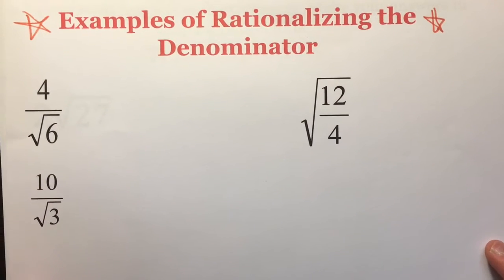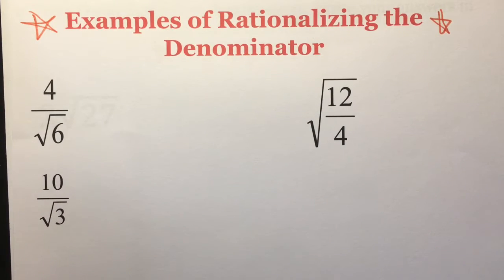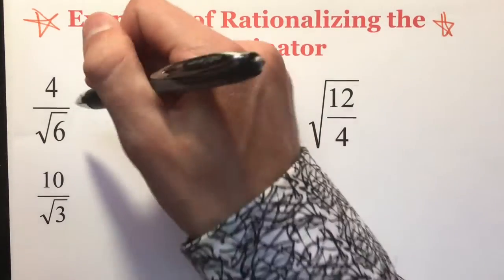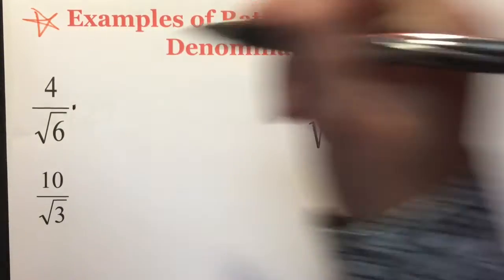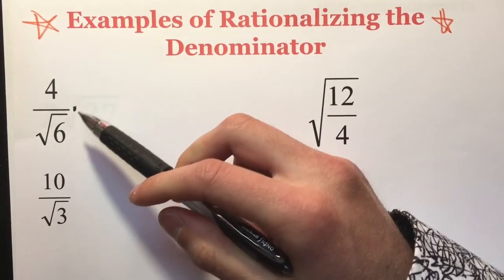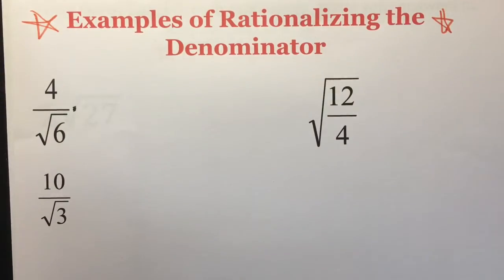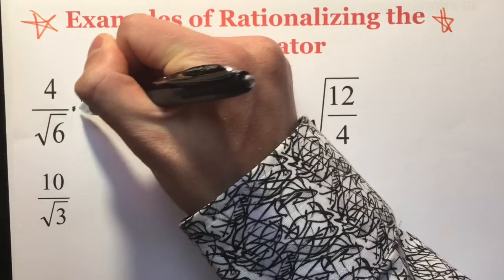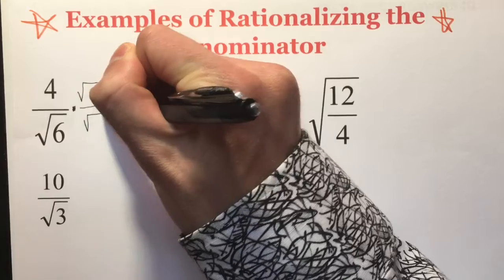So let's go over some examples of rationalizing the denominator. Let's say we have 4 over the square root of 6. So we have a radical in the denominator, and the way we can get rid of that is essentially we're just going to multiply this fraction by 1, because if you take any number and multiply it by 1, then the value of the number does not change. But the way we can multiply by 1 so that the form changes and we no longer have a radical in the denominator is if we multiply it by root 6 over root 6.